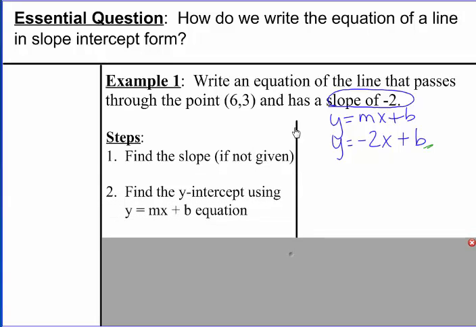So let's see what we have. Find the y-intercept using the y equals mx plus b equation, and the given point. You could be given more than 1 point, but you would use one of those points to help you find the y-intercept. So if you look up at the point that we have, here's our point, (6, 3). The 6 represents an x value, the 3 represents a y value. So then we take those values and plug them into our equation to find the b.